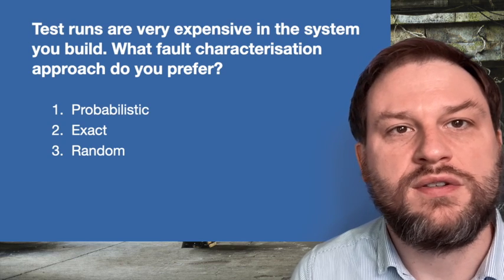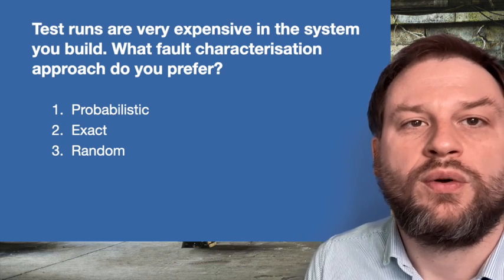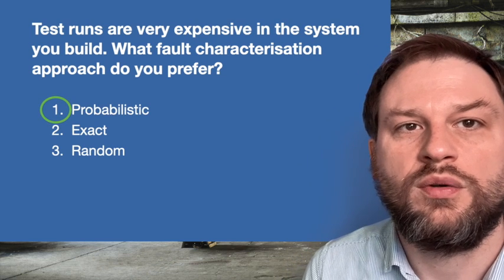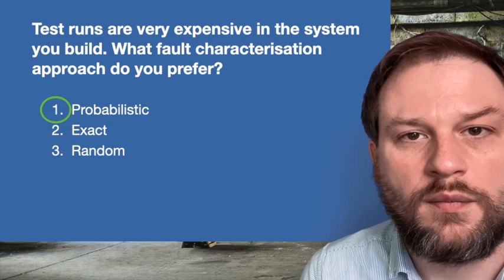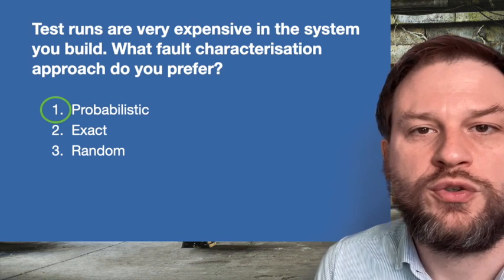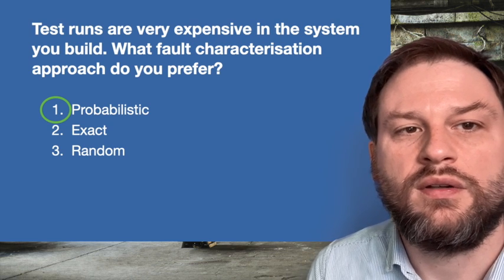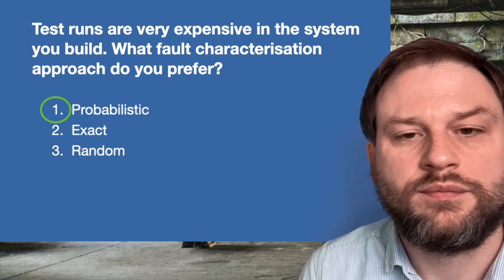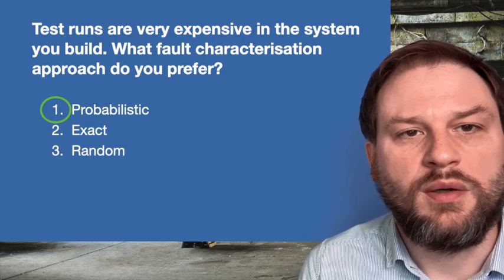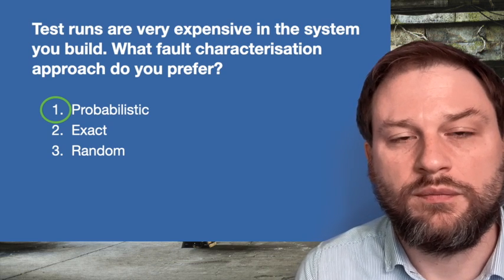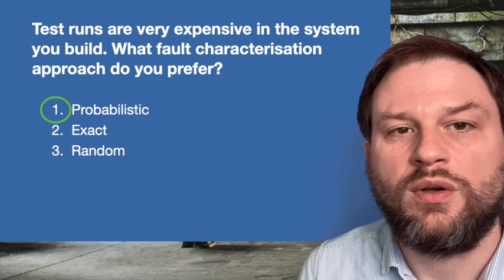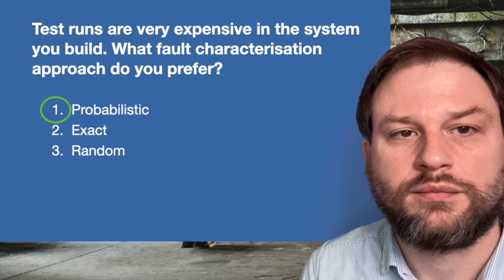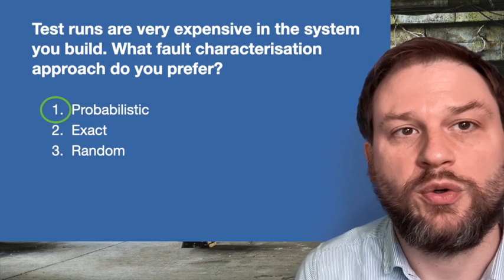Test runs are very expensive in the system you build. What fault characterization approach do you prefer? And the answer is probabilistic. Because probabilistic approaches use existing runs to make an uncertain diagnosis. And so we can reuse effort and be a bit uncertain in the beginning, but still are rather cheap. And then we use accurate approaches to run additional steps and come closer to actual faults. And there is no random approach in combinatorial testing.